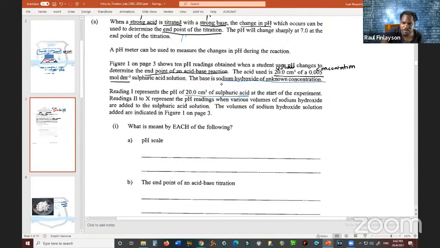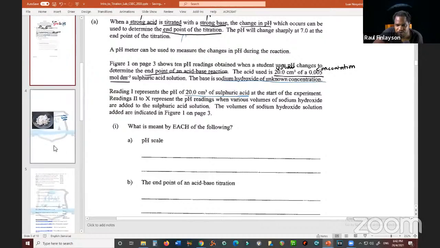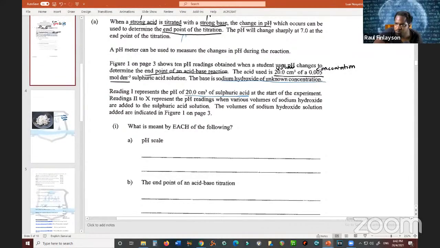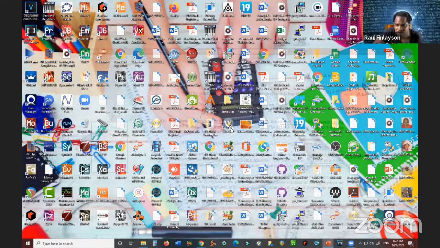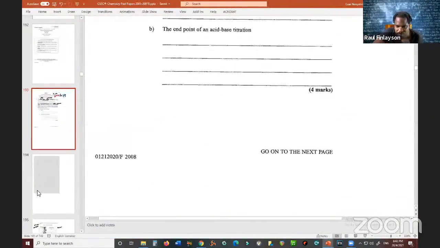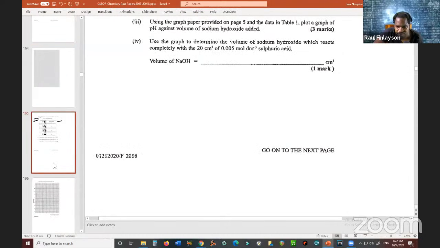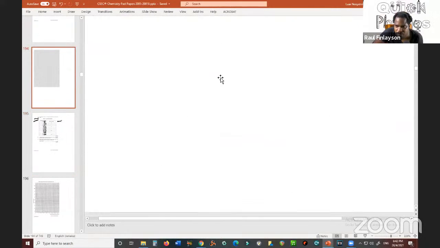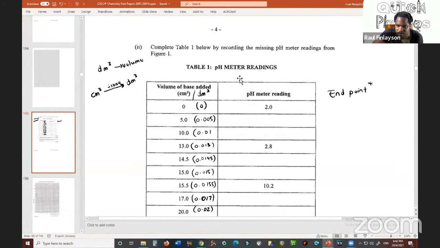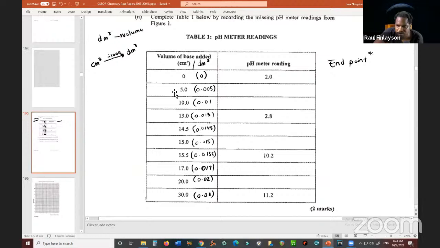It says now reading 1 represents a pH of 20.0 cm cube of sulfuric acid at the start of the experiment. Where is reading 1? Let's see if we can find reading 1. It won't be on this page, certainly. It would be on the other slide. So let's go to it. Reading 1 looks like it's, is this reading 1? I'm seeing the pH meter readings here. The reading 1 there is okay.